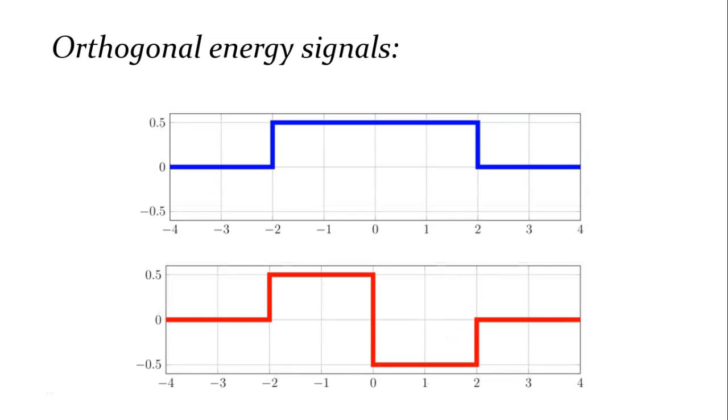Here are another two signals that are orthogonal. In this case, they overlap in time, but their product has 0 area. See if you can verify that the energy of each is 1, and that the energy of their sum is 2, ignoring the fact that they are orthogonal.